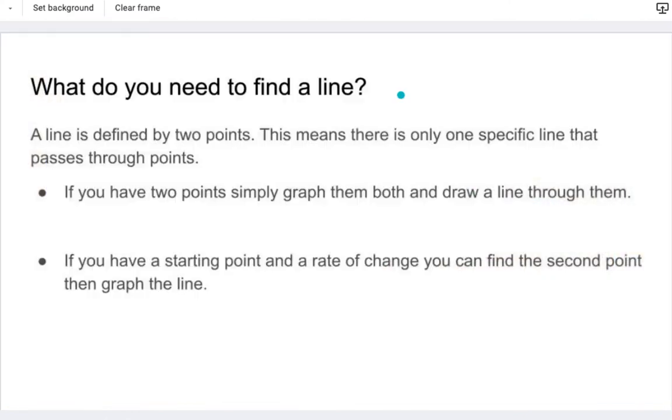Hey mathletes, so in this video we're going to look at graphing a line from an equation. We're going to start off with the slope-intercept equation.